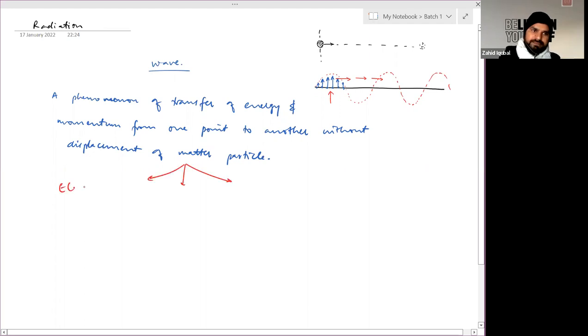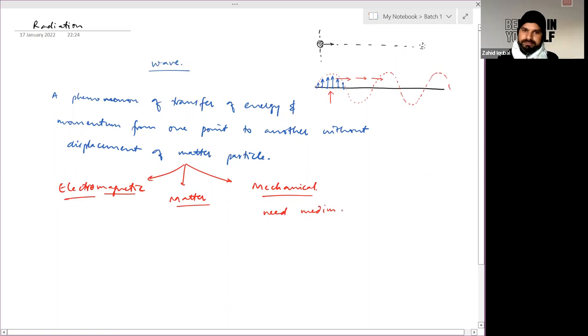First is electromagnetic. Second is matter wave. And third is mechanical wave. Mechanical wave is a wave which requires a medium for its propagation, just like sound.